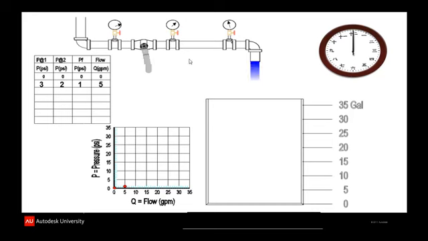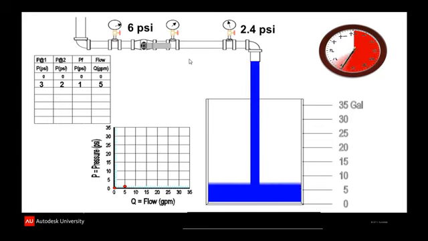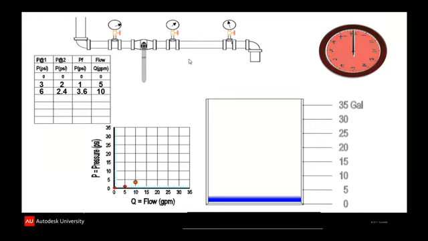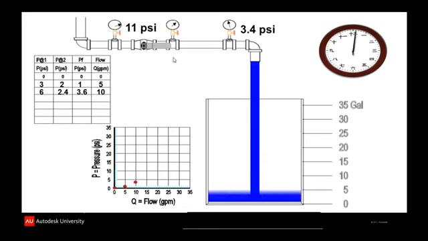In this next test, we'll happen to get 6 psi upstream, 2.4 psi downstream. When we run that for a minute, we collected 10 gallons a minute. So we can put the 6 psi upstream on the chart, we can put the 2.4 downstream on the chart, and we put the 10 gallons a minute. And when we subtract the downstream from the upstream, we get 3.6 pounds friction loss. Once again, we can empty the container, reset the clock, and use another calibrated setting on our valve.